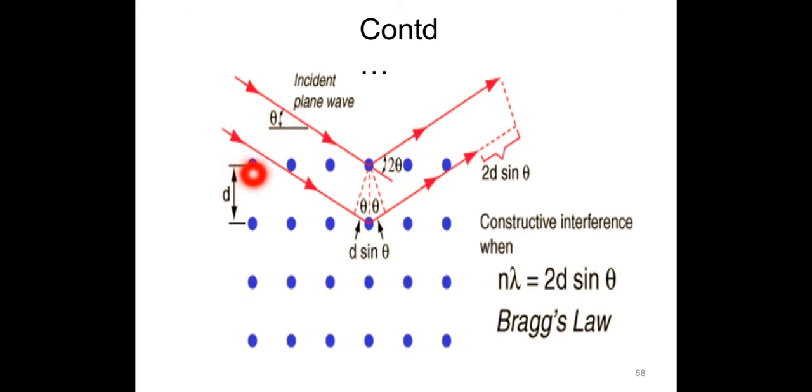This is one layer of atoms. This is another layer of atoms. D is the distance between the two consecutive or successive layers of atoms. You see here, this is the angle of diffraction. These are the diffracted rays. These are the incident rays.